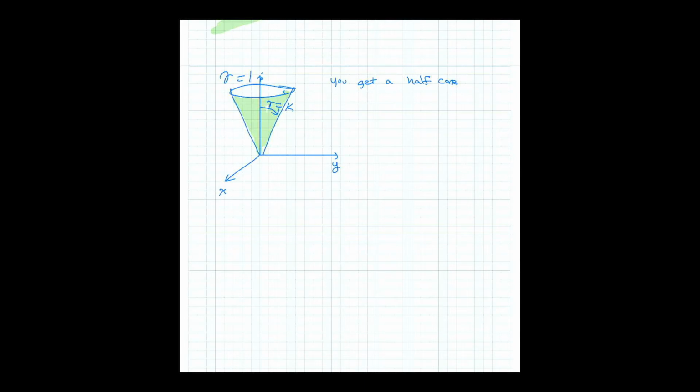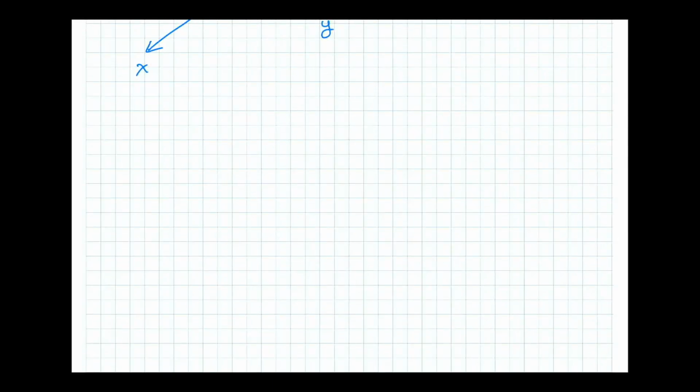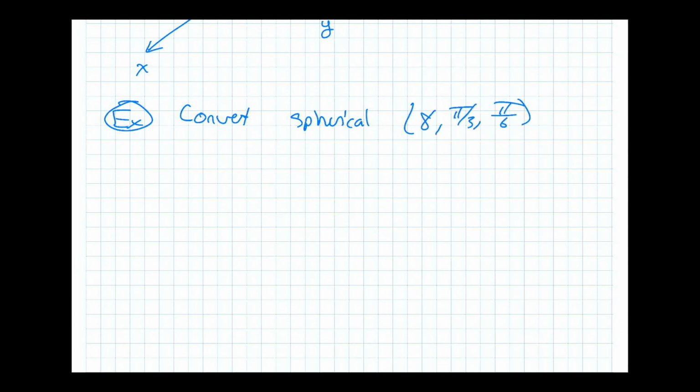Okay, so let's do some conversions, and we'll look at a couple of equations too. So, for example, let's convert the spherical point 8, pi over 3, pi over 6 to both rectangular and cylindrical coordinates.